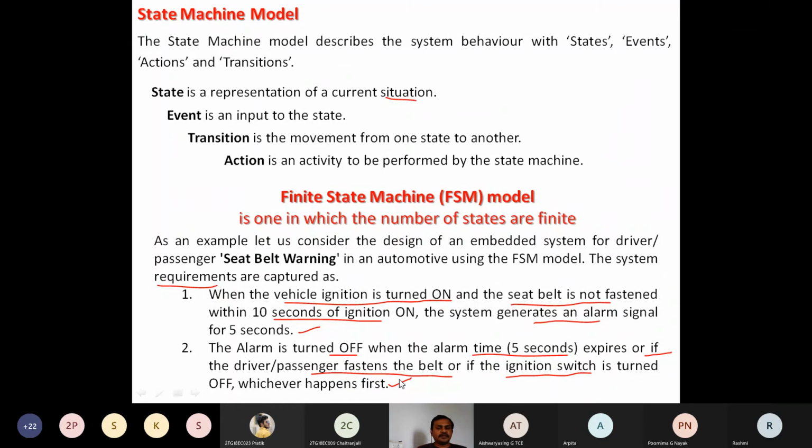Is it clear, Meghna? Kaveshri? Is it clear, Tejashwini?